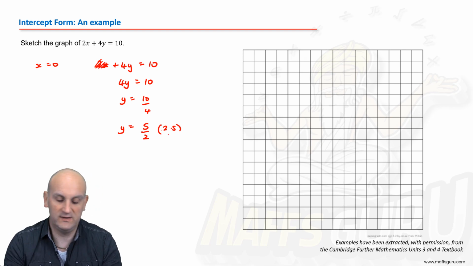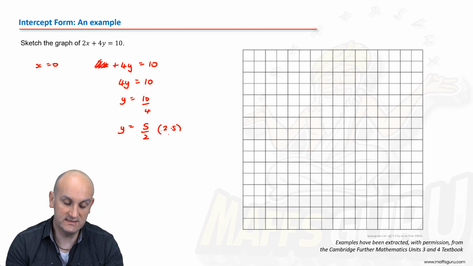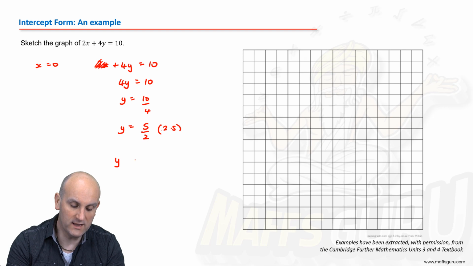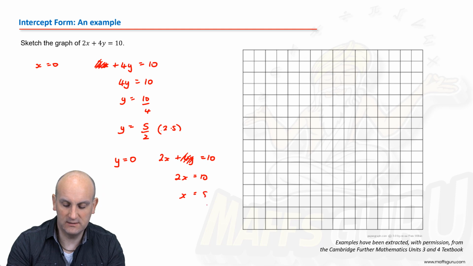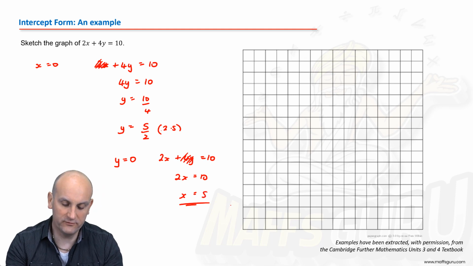It's just going to make life easier when I sketch this thing. So that's x equals 0. So now let's make y equals 0. And we got 2x plus 4y is equal to 10. So with y equals 0, that disappears, leaving me that 2x is equal to 10. So x is equal to 5. Marvelous, I've got some coordinates.